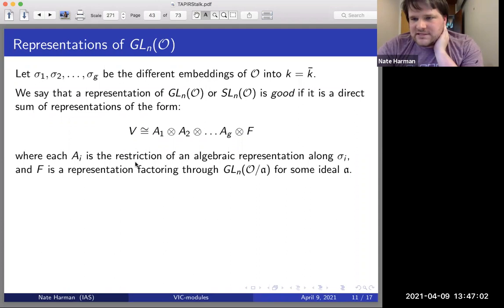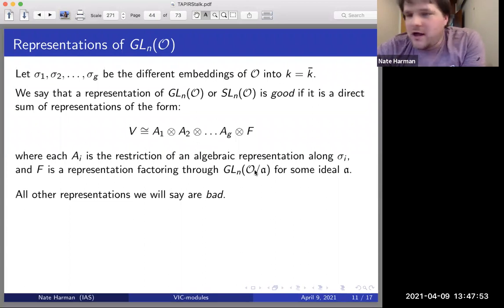I'm going to say that a representation of either GL_N or of SL_N is good if it's a direct sum of the kind of answer that we had for Z. I take G different algebraic representations, restricted to O along these different embeddings, so I have G different algebraic terms, and then a finite term that I impose factors through a finite quotient of the form GL_N(O/A). These are not all finite quotients necessarily because of the congruence kernel issue, but it's a lot of them. I'm going to say that this is a good representation. These are the nice ones. All other representations are bad.